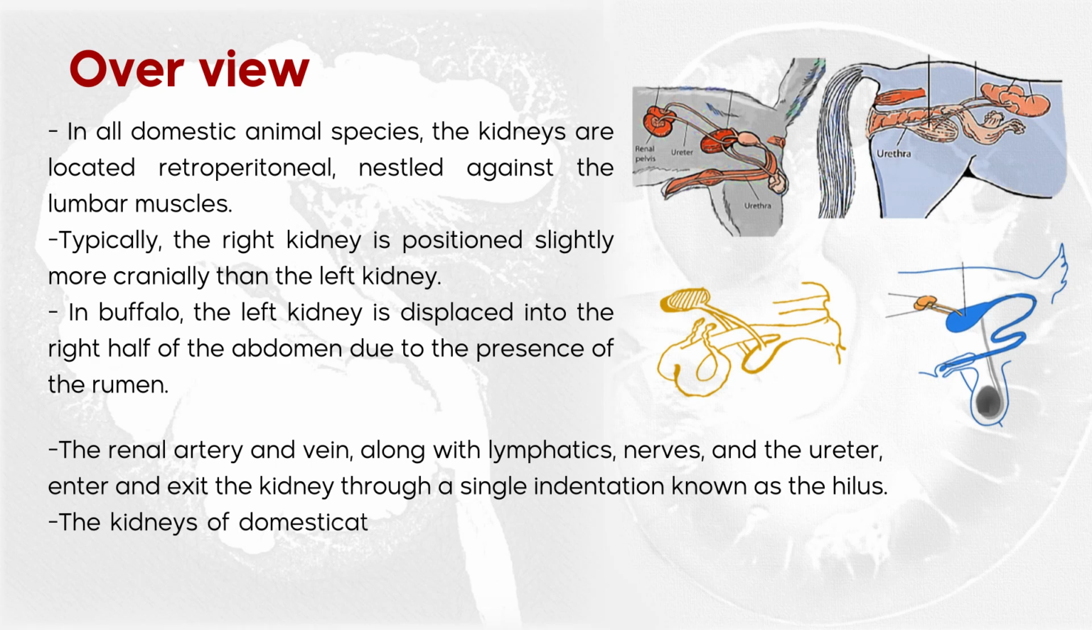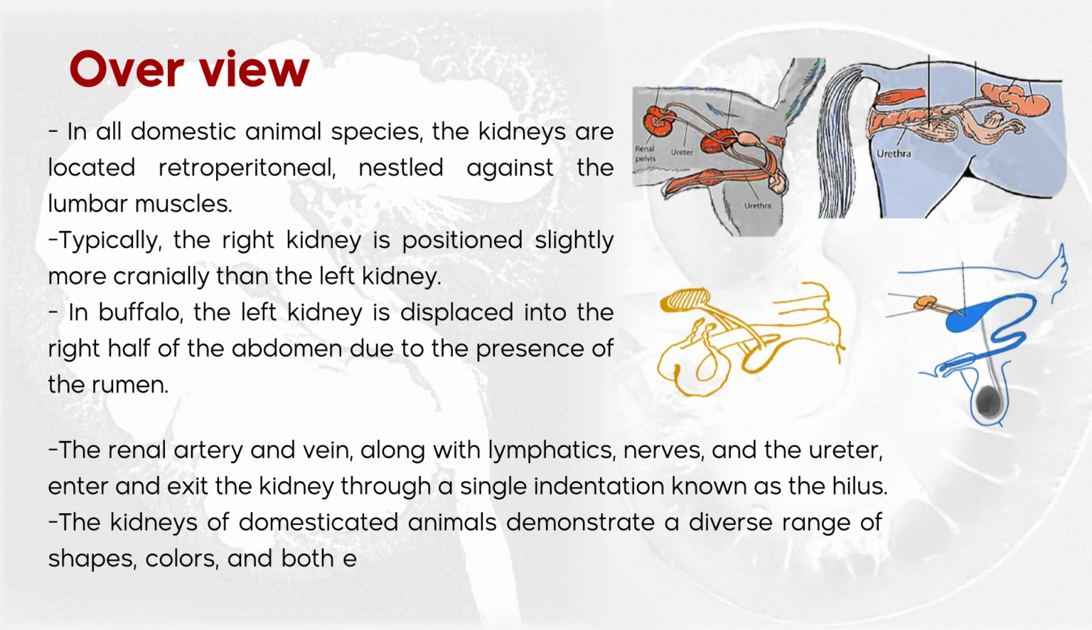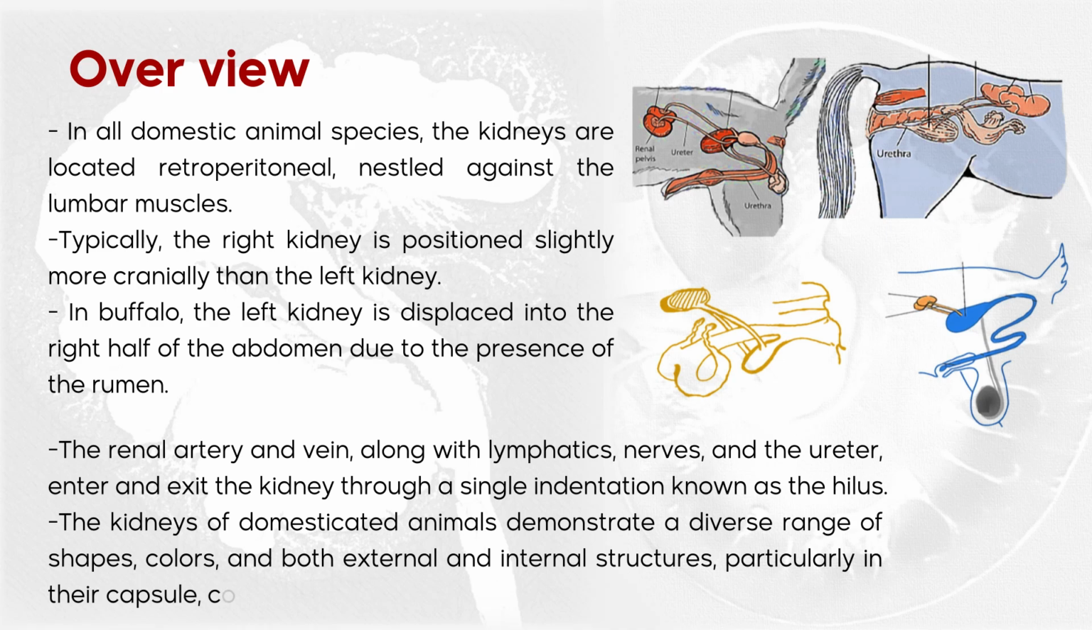The kidneys of domesticated animals demonstrate a diverse range of shapes, colors, and both external and internal structures, particularly in their capsule, cortex, medulla, and pelvis.